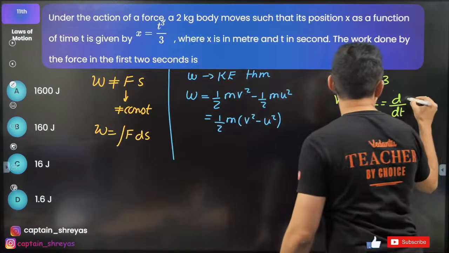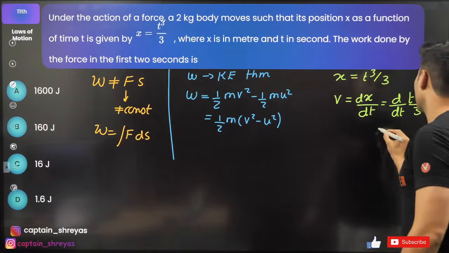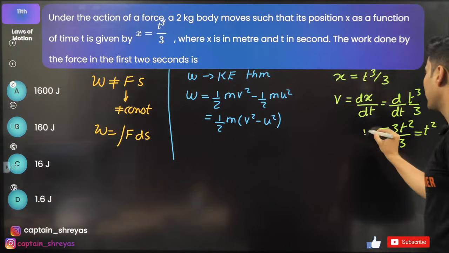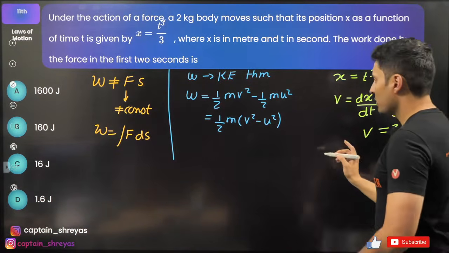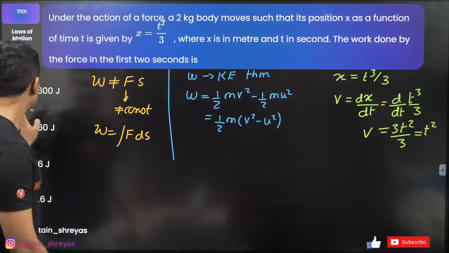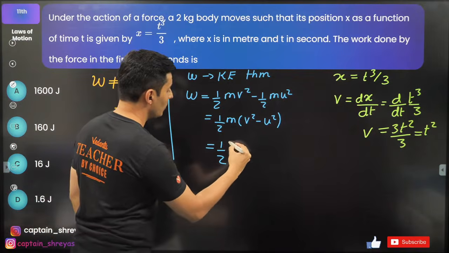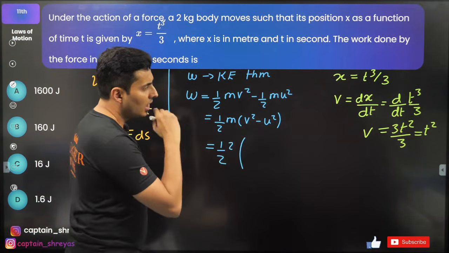It will be the derivative of t cube by 3, which will be 3t square by 3, which is just t square. That's the velocity. So substitute the values now. First thing, mass is 2. Put it over here. V, it's t square.